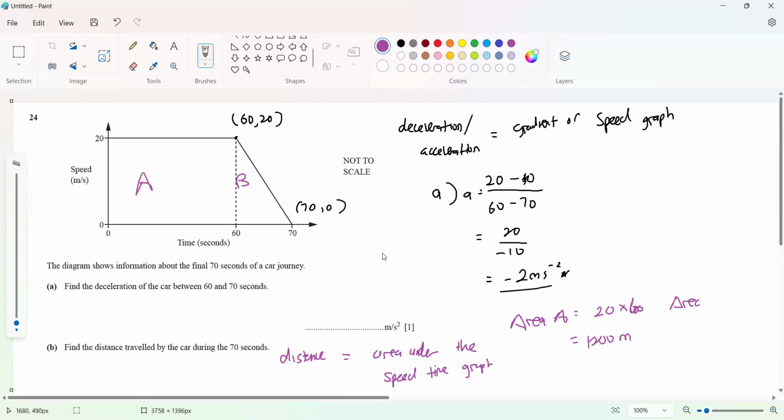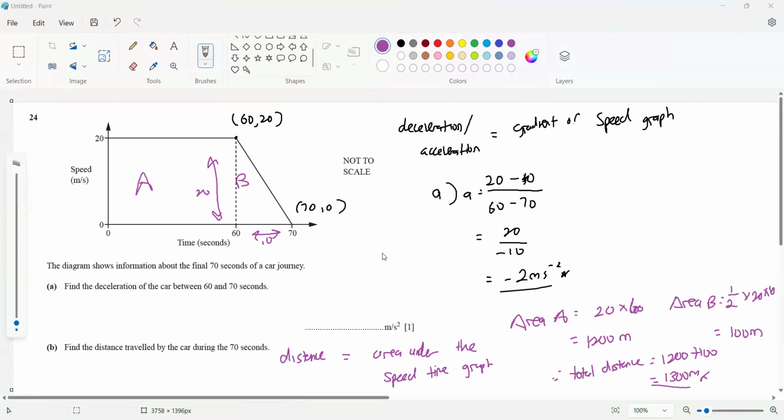Whereas area B would simply be the area of a triangle, half times 20 times 10. So we take 10 because this distance here is 10 and this distance here is 20. So from here we will have 100 meters. So the total distance traveled is 1,200 added with 100. So that's 1,300 meters. So that's done for 24.